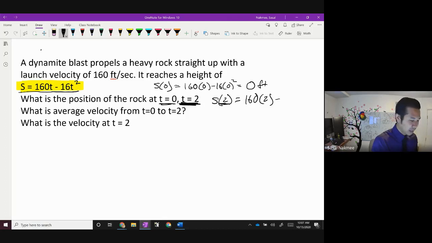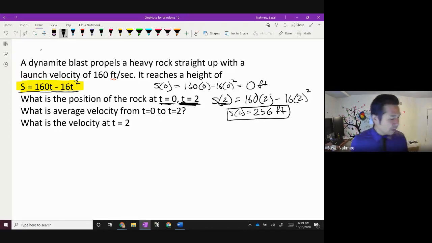So let's take a look here. This is going to be 160 times 2 minus 16 times 2 squared. You have to be careful with this one. This is 2 squared, not 16 times 2 first and then squared. Make sure you do order of operations when you calculate this. And you should get s of 2. Most of you did get this. I'm looking at your answers right now. This is 256 feet.